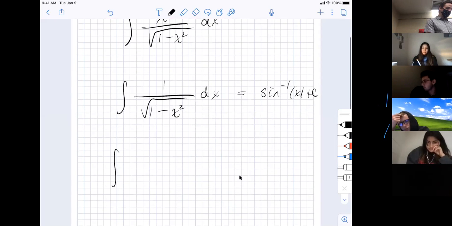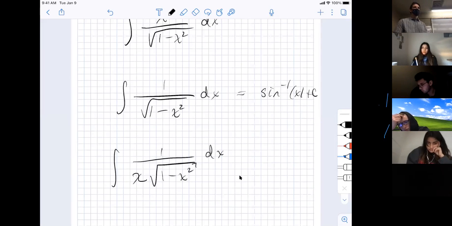But what about if we have the integral of 1 over x times the square root of 1 minus x squared dx? Well, this isn't really a u substitution problem. This 1 over x isn't the derivative of 1 minus x squared. Just x is, again, not the derivative, but it's a constant times the derivative of 1 minus x squared. So it's not quite a u substitution problem.